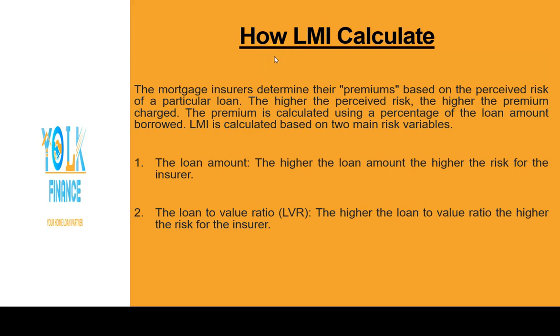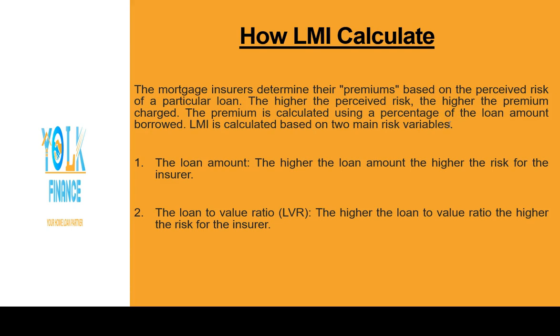Now the question is how LMI is calculated. So how much is LMI? This is probably one of the most important questions you should ask your broker, because often the difference in interest rate and fees between lenders can be small, but the difference in LMI can be significant. The mortgage insurer determines their premium based on the perceived risk of the particular loan amount. The higher the perceived risk, the higher the premium charged. The premium is calculated using a percentage of the loan amount borrowed.